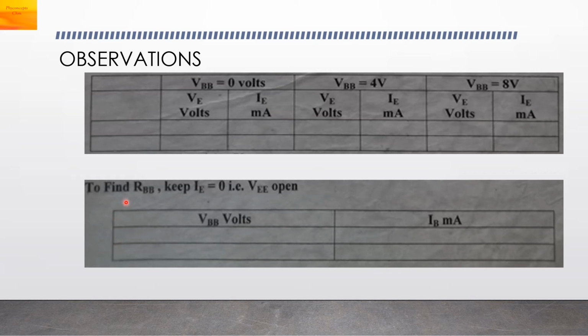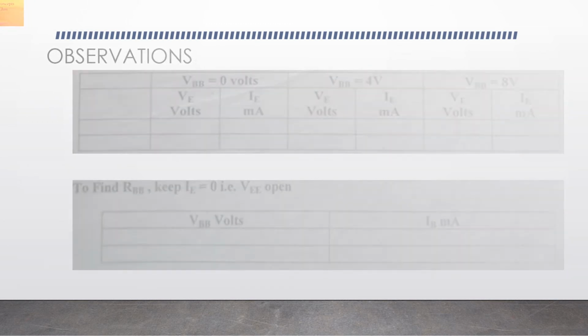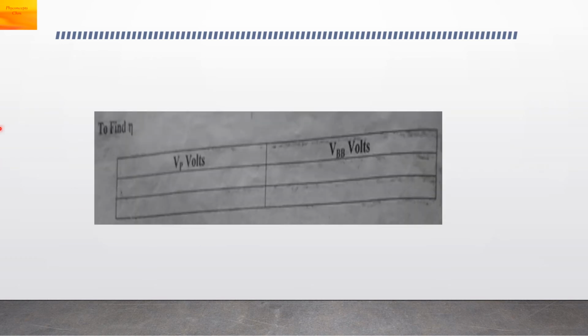The second part is to find RBB. We keep IE equal to 0, that is VE is kept open. Change VBB and note down IB. To find eta, we can note down VP from the first part for different VBB.